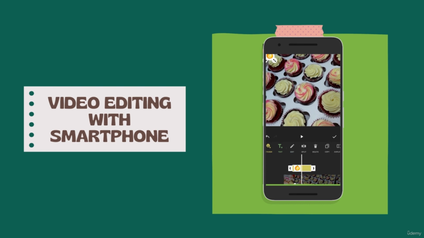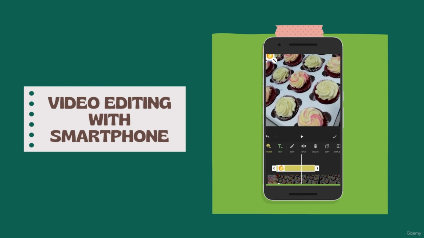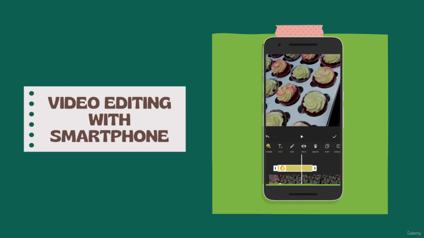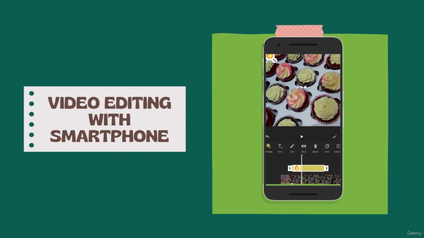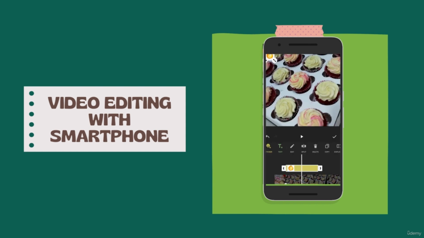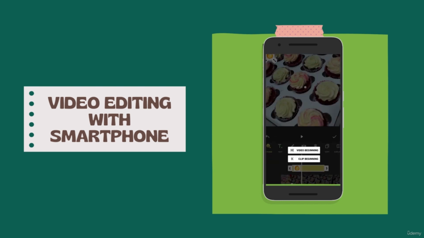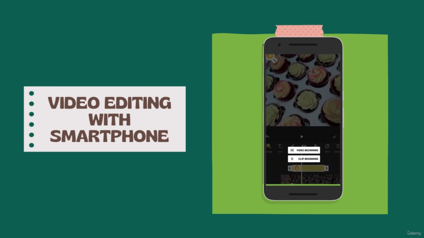Then on clicking the sticker that I have imported on my timeline with this arrow button, I can move it to any desired place I want. I can also move it from the left and on the right, but I want it to be from the beginning of the video to the end of the video. So I'm just going to tap on this arrow button, and it's going to give me an option to move it to the video beginning or to the clip beginning, but in this case it's the video beginning.